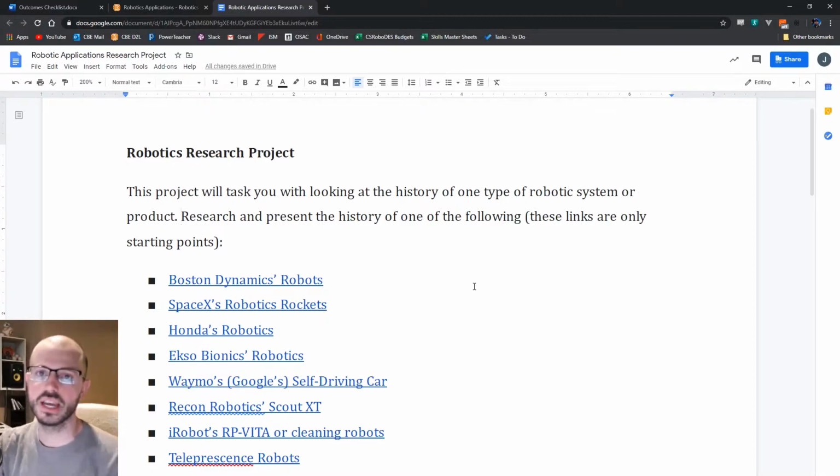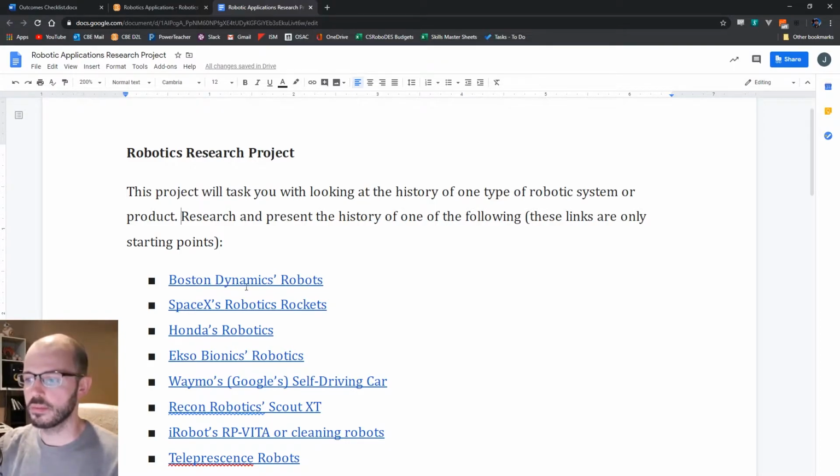So essentially you're looking at the history of one type of robotic system or product. You're going to research and present the history of one of the following options. Before I go through these, if you've heard of some interesting application of robotics in the news, please just send me a message. I'll take a look, see if it's within the scope of what we're doing here, and you're welcome to do that as well. But here are some starting points in case you don't know of any others.